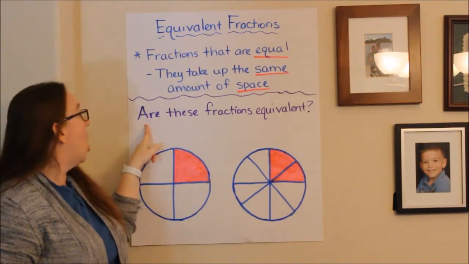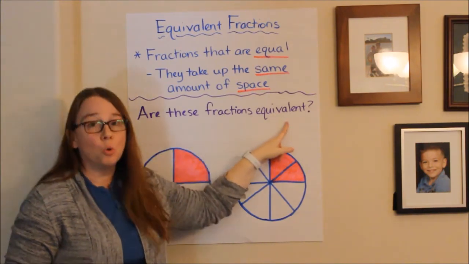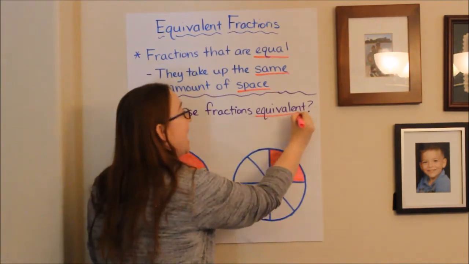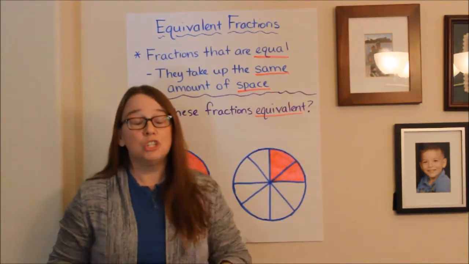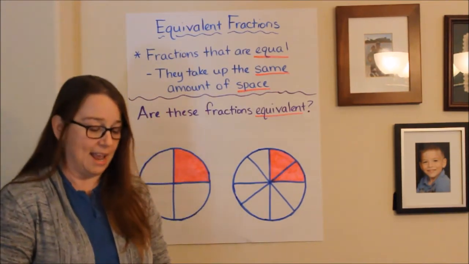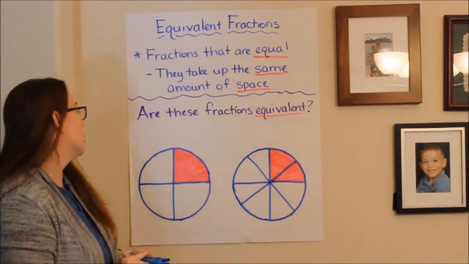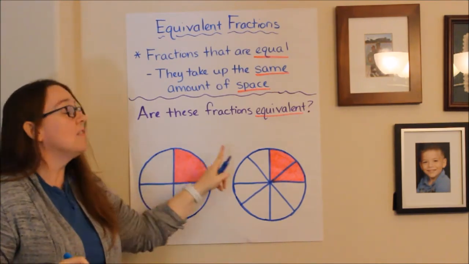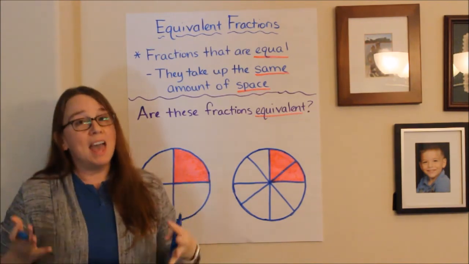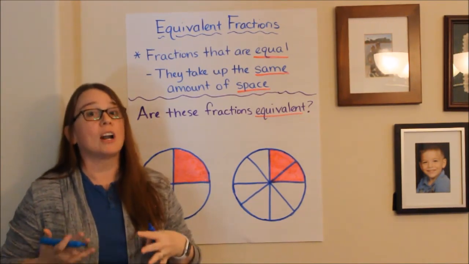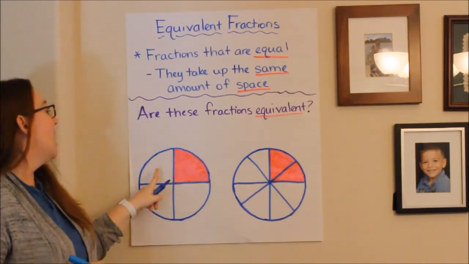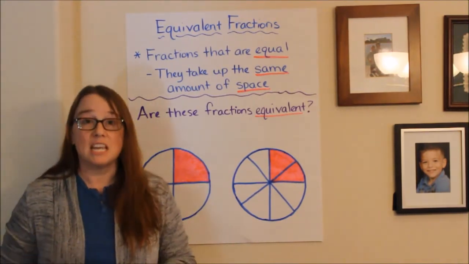So let's look at an example of determining if 2 fractions are equivalent. I want to know, are these fractions equivalent? Are they equal? Do they take up the same amount of space? Well, to determine that, let's first identify the fractions that we're looking at. First I want to see, are they the same shape? If they are the exact same shape, then we can determine if they are equivalent. So I have 2 circles that are the same size. Let's see what is the fraction for each circle.